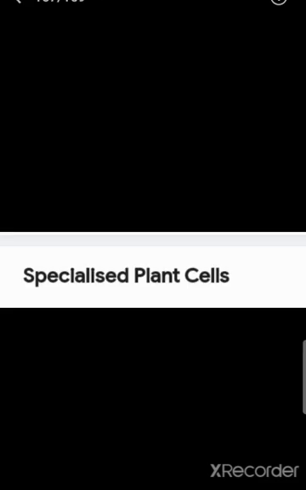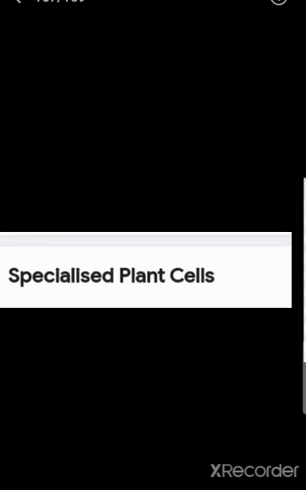Now we will discuss specialist plant cells. Although all plant cells have the same basic structure, many of them are adapted to carry out special jobs within the plant. Here are two examples. First one is palisade cells. Palisade cells are commonly found in the top surface of leaves. They have a lot of extra chloroplasts to trap sunlight and carry out photosynthesis.